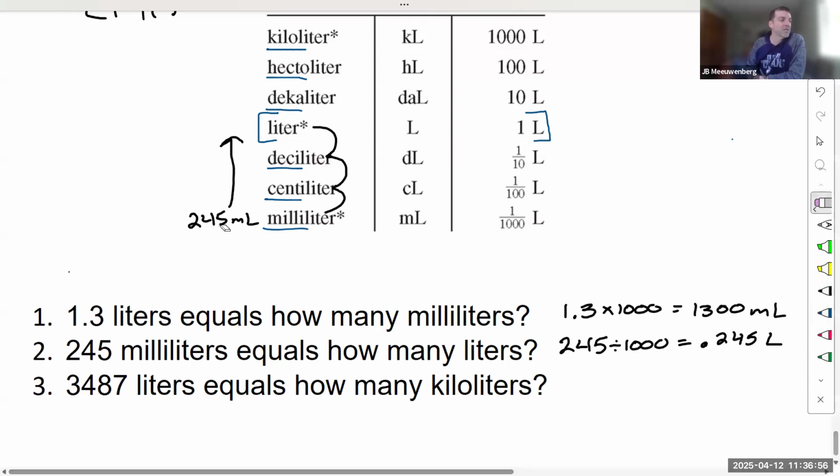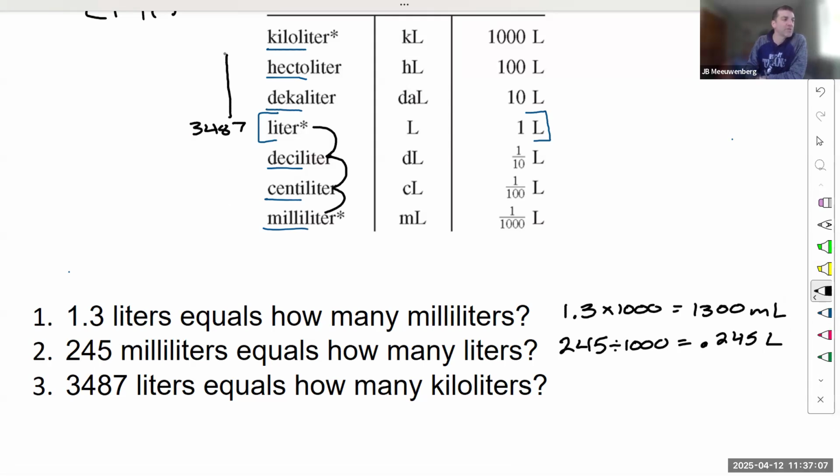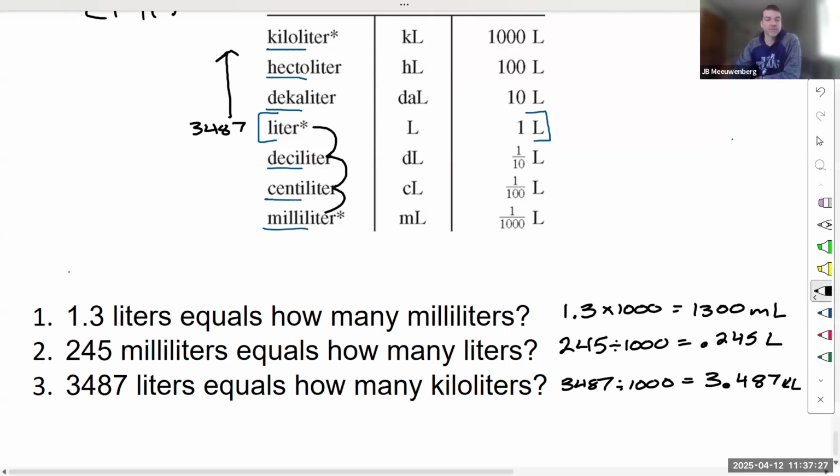The last one says 3,487 liters is how many kiloliters. So 3, 4, 8, 7 of these. We are going up to a bigger unit of measurement, so we'll have fewer of them. And because it's 3 spots up, I'm going to take 3,487 and divide it by, again, 1,000. It'll move my decimal 3 spots to the left to be 3.487 kiloliters. And so that's our metric units of volume.